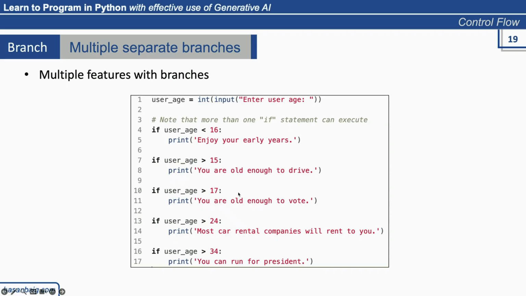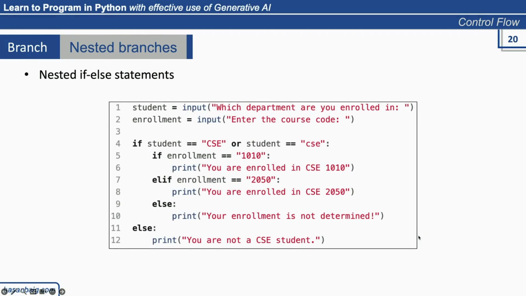Okay, we can have multiple if structures, just like we can have multiple variables. We can have multiple input statements. We can have multiple print statements. Similarly, we can have multiple if else structures. We can also have nested if else structures. We have already talked about this.